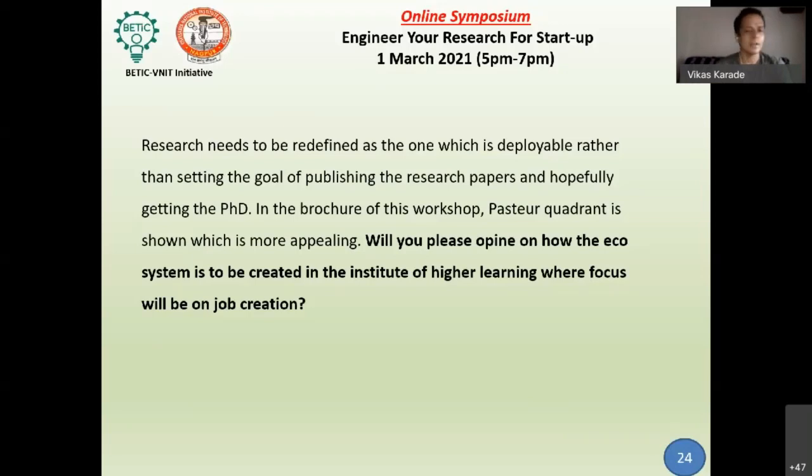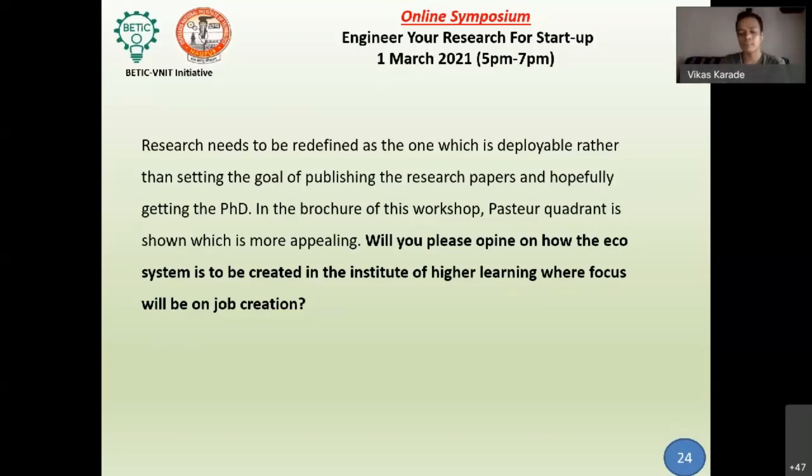I don't think it has to be redefined. What has to be redefined is, again, as I said, the intention of the researcher. The intention of the researcher should not be to get a PhD as a certificate or do research papers just for publication. They should have a full goal of where the research can go. They should realize how their research can affect the whole society, and that is where the institution comes in.